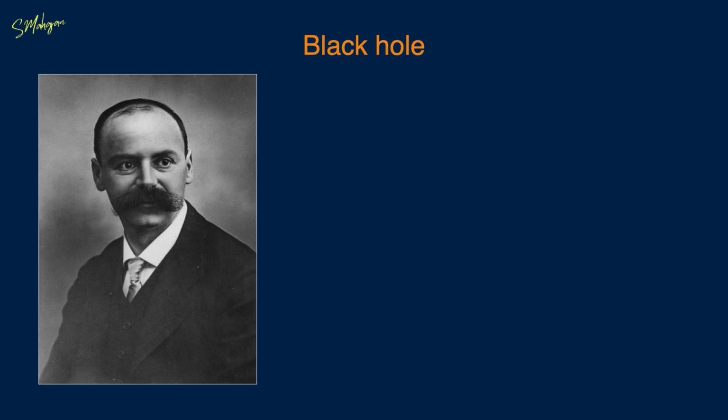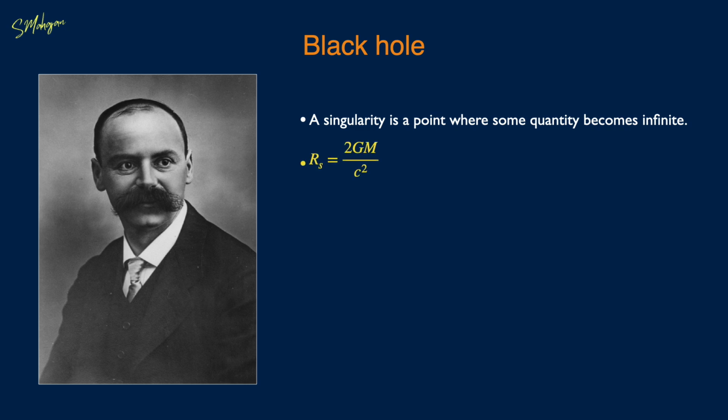Soon after Einstein published his general theory of relativity, Carl Schwarzschild worked out the solution for the curvature of space-time around a point mass. He found that there is a critical radius at which a singularity occurs. A singularity is a place where some quantity is infinite. Very naively, a singularity can be imagined as a point of infinite density and zero volume. This critical radius is called the Schwarzschild radius.